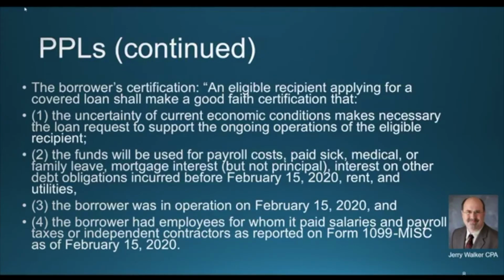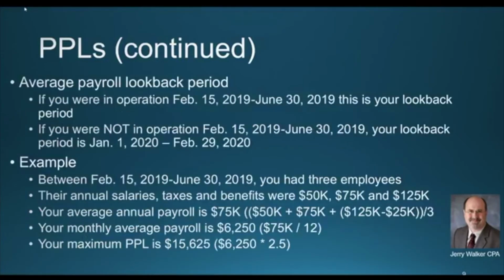You also had to be in operation as of February the 15th, 2020. So if you're a brand new church that started up in the last 6 weeks, you're not going to qualify. You had to be in operation, with a bank account and operating as a church, prior to or on February 15th, 2020. Number four, that you had employees as of February 15th, 2020, or independent contractors. So, as long as you were in operation and you had employees on that date, then you're going to meet all these other certification criteria.